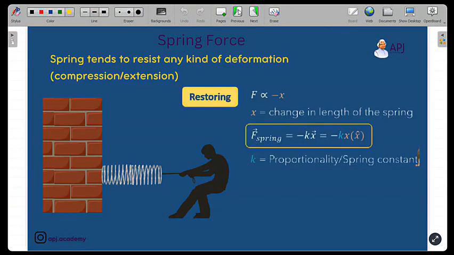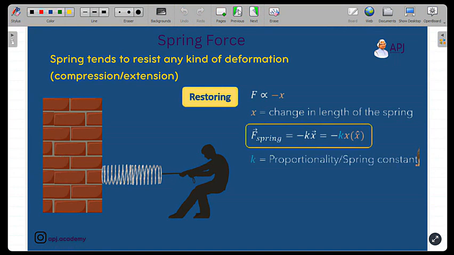Spring force. ठीक है, अगला टॉपिक क्या है हमारा? स्प्रिंग फोर्स. Now, what is spring force? The force inside the spring is called the spring force. Spring के अंदर जो force होती है is called the spring force. Now, but this force is not due to some internal property of the spring.